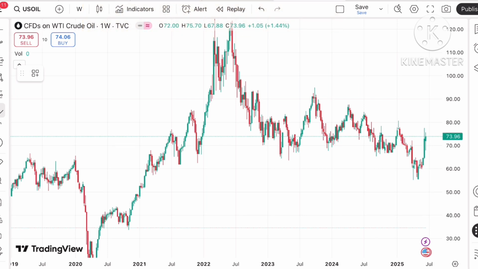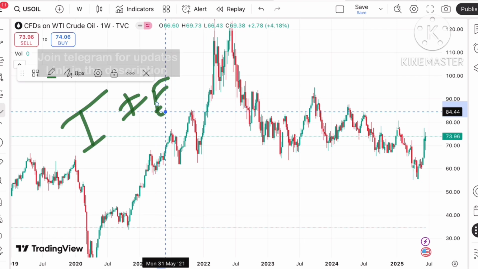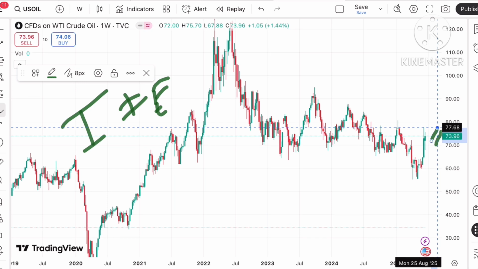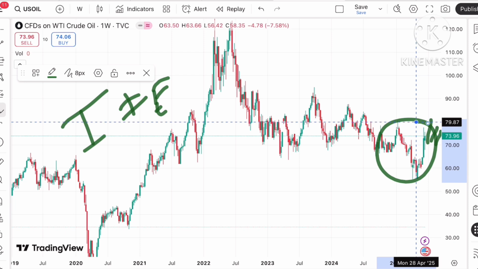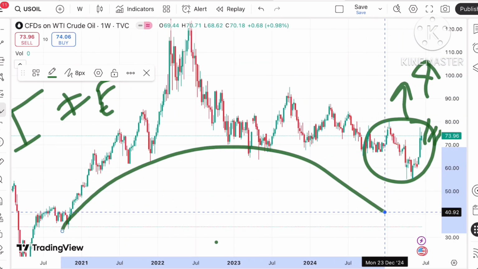there is an import and export imbalance because of the war situation. So if it sustains, it can move towards a level of 75.8, and from there it can move towards 76, 77.6, and then to a level of $80. And if the price moves over this level, you can see a U pattern is forming.